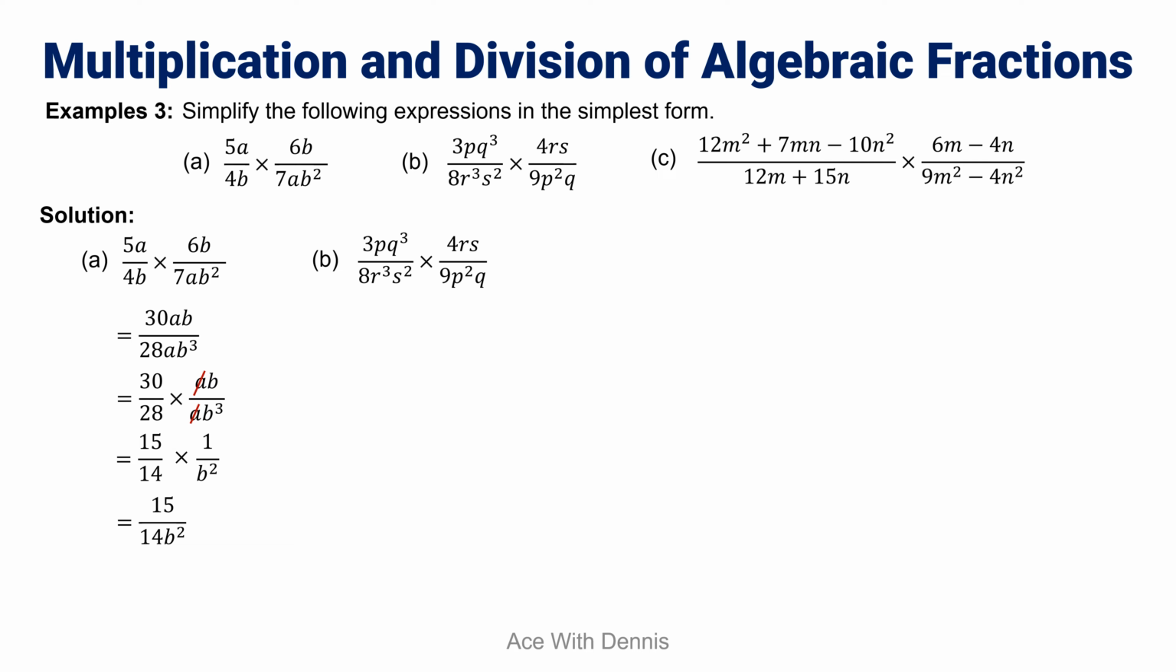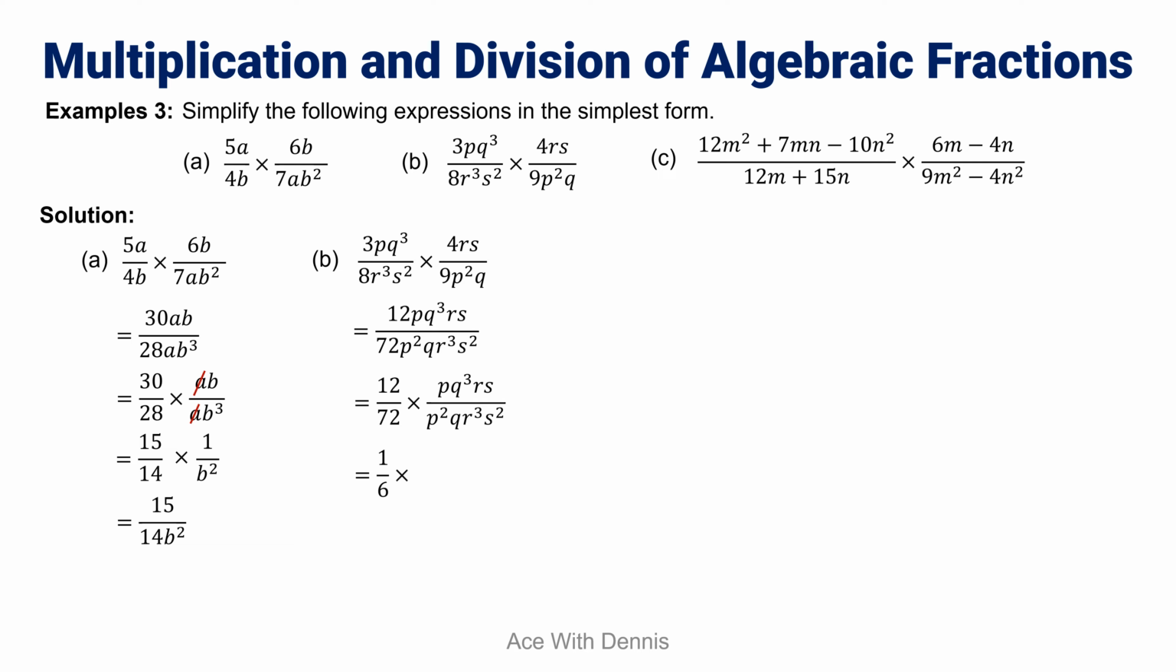For b, 3p cubed pq cubed over 8r cubed s squared times 4rs over 9p squared q. So again, the numerator multiply with the numerator and the denominator multiply with the denominator. So we'll get 12pq cubed rs over 72p squared qr cubed s squared. So then from here, the number divided with the number and the unknowns with the unknowns. So 12 over 72 times pq cubed rs over p squared qr cubed s squared.